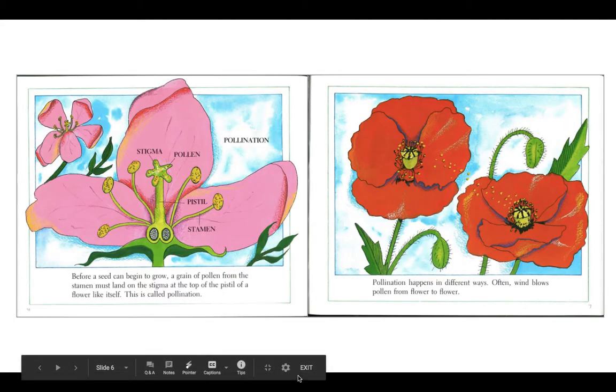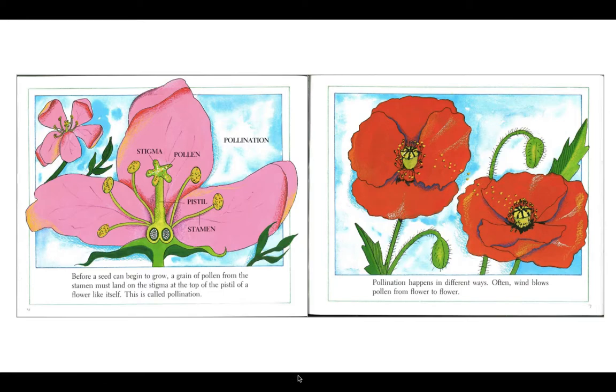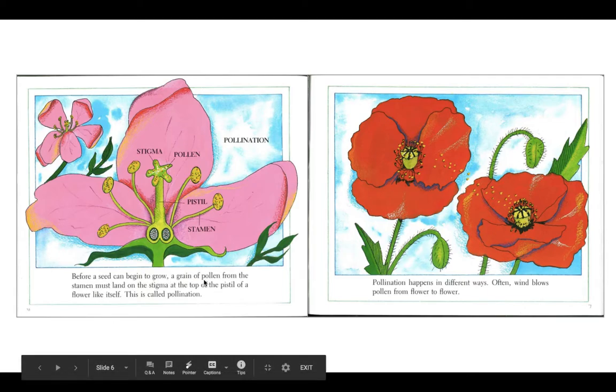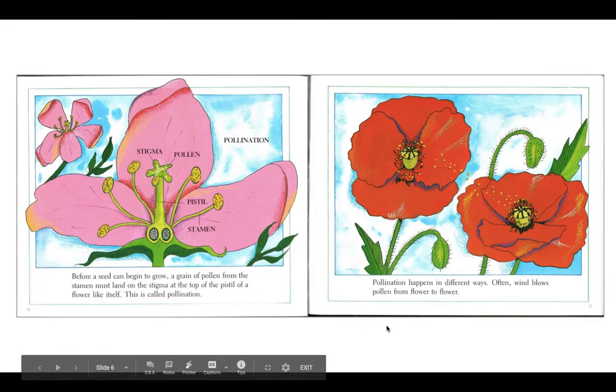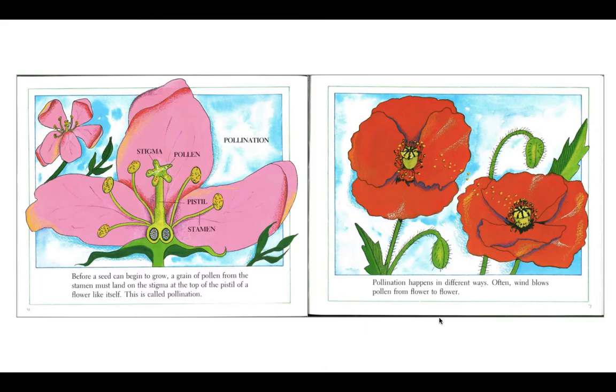Before a seed can begin to grow, a grain of pollen from the stamen must land on the stigma at the top of the pistil of a flower like itself. This is called pollination. Okay, so let's try to follow that. Before a seed can grow, a grain of pollen, we know pollen's this yellow stuff, from a stamen, right here, must land on the stigma, right here, at the top of the pistil. We know this is the pistil of a flower like itself. So that's where the pollen needs to move. This is called pollination.